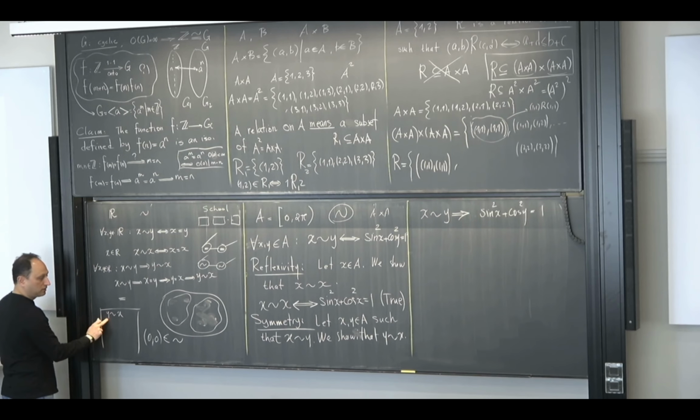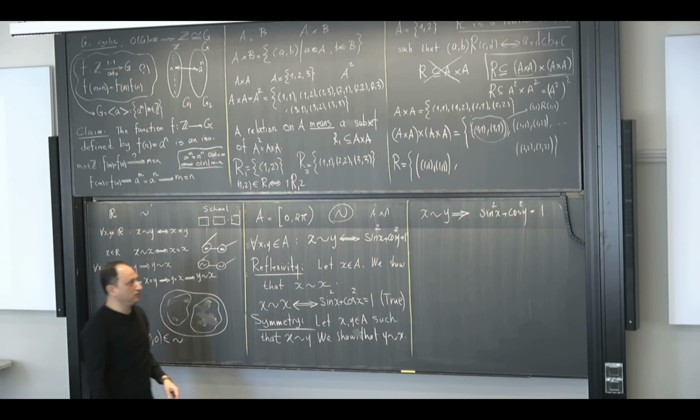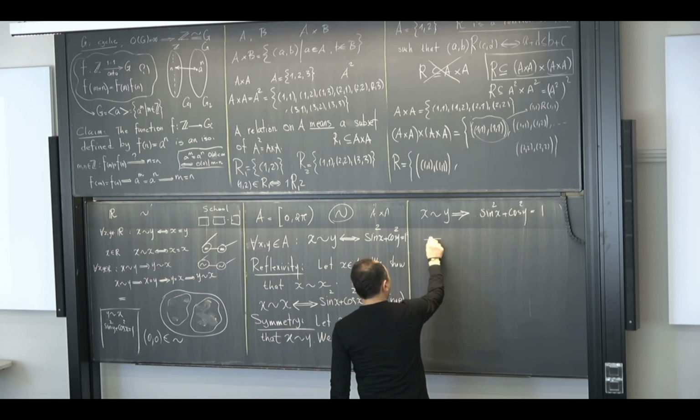What is that? Sine of, what should I write? Sine of Y squared plus cosine of X squared is 1. So you go to a scratch paper, you understand this is what you want to prove. And then you have an idea, you come back to the paper, and you know what to do now.